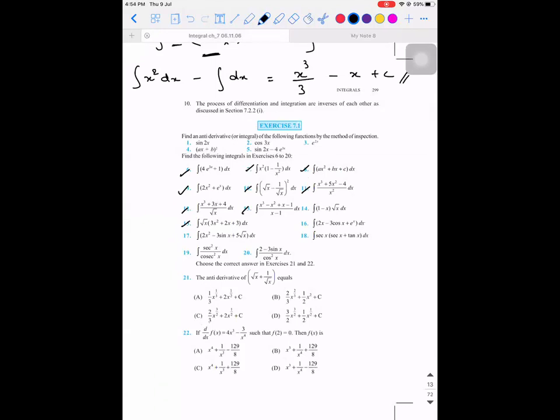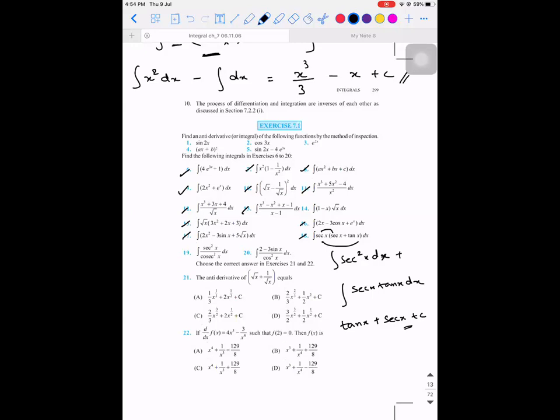So 15th one, same logic. Multiply x with the whole thing. 16th one, split each term and do it. 17th one, again split and do it. 18th one, split and do it. So secant x into secant x. Integral of secant square x dx plus integral of secant x into tan x is secant x into tan x dx. So what is integral of secant square x? Tan x. Plus integral of secant x tan x is? Secant x. Plus c. That's the answer.